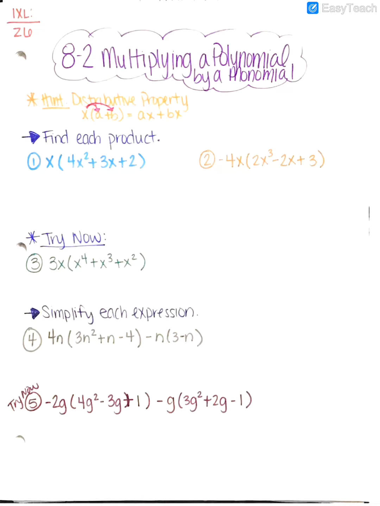Hello class, today we're going to continue talking about polynomials. So it's a continuation of chapter 8. We're going to be talking about multiplying polynomials by a monomial. And a little hint here, what we're going to be talking about is using the distributive property.